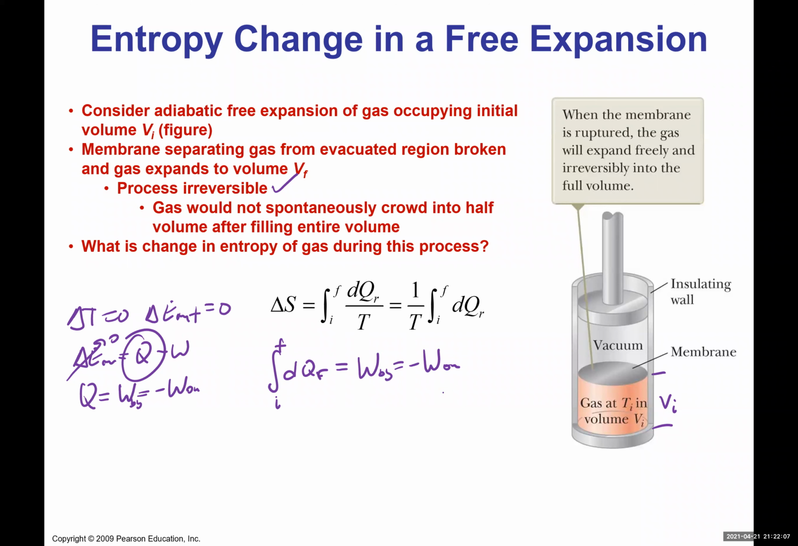So then remember that the work done for the isothermal process is equal to nRT ln of V final over V initial, which we looked at earlier. That means one of the things I can do is say that the change in entropy is equal to nR ln of V final over V initial.